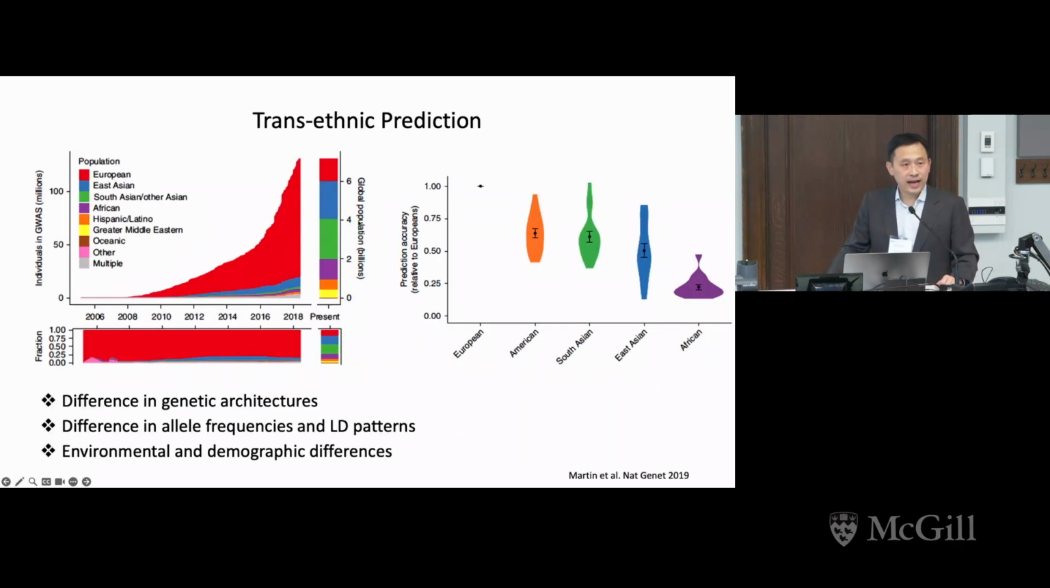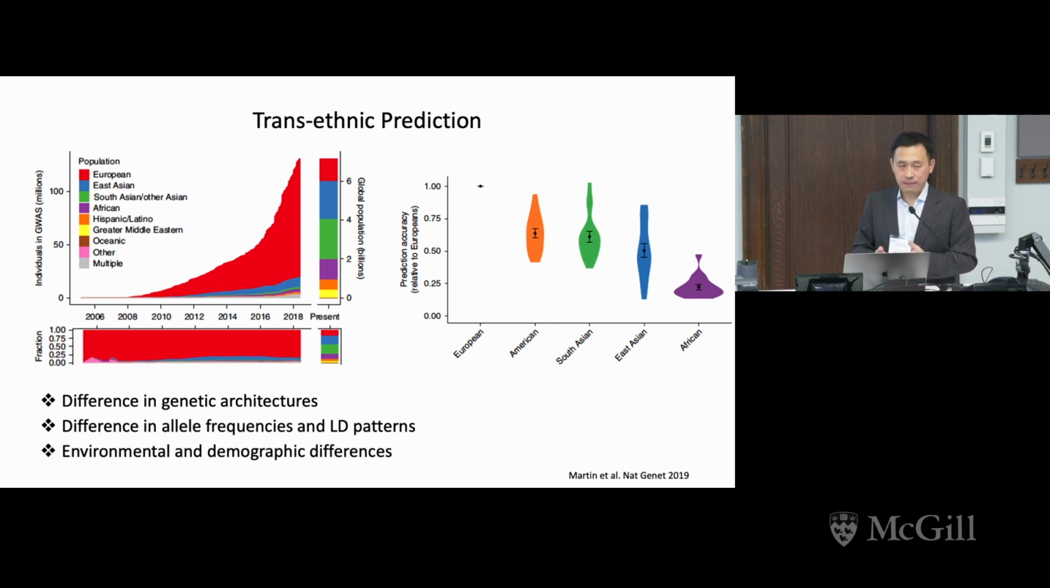Around the same time, my colleague Alicia Martin also published a quite helpful paper that shows a very clear underrepresentation of non-European samples in basically all the genetic studies, and the ability for the PRS to make predictions outside of its own discovery ancestry is pretty bad. If you have a relatively close ancestry, you probably get half of the accuracy. If the genetic distance is too far away, you get basically 20% of the accuracy. So that means we really have to think of ways to improve cross-ancestry prediction.